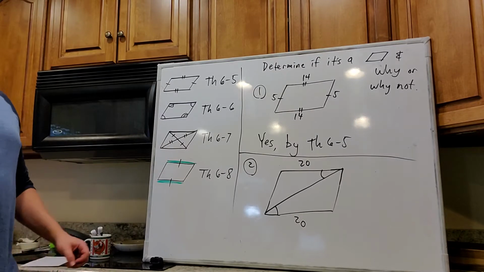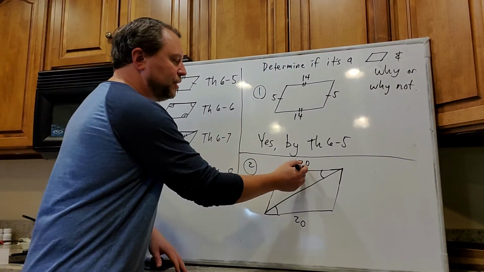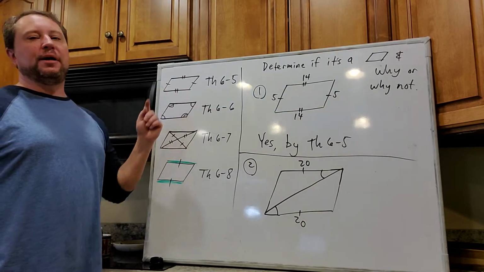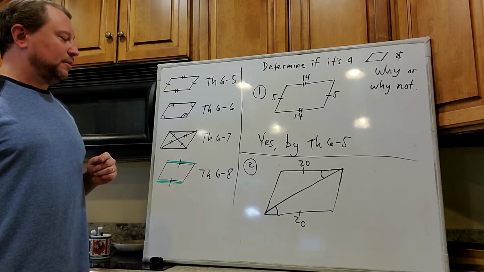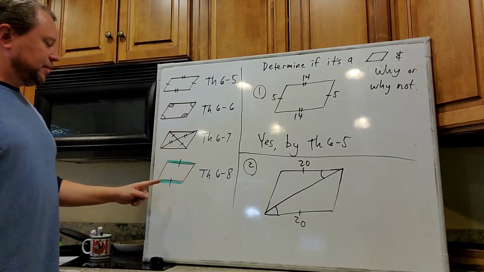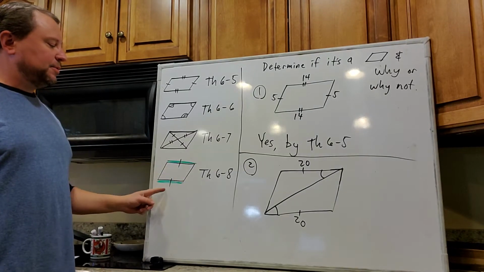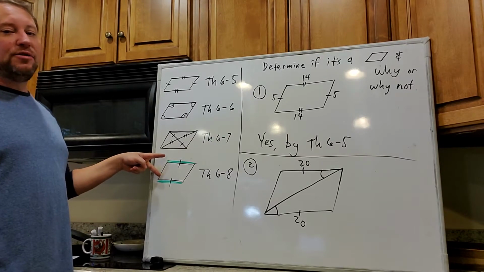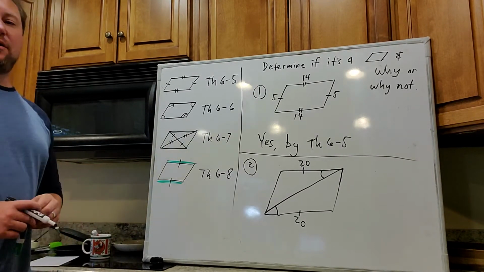All right, so on this one, I do have one pair of opposite sides congruent. I see that, 20 and 20. But for theorem 6.5, both pairs of opposite sides have to match. So it's not theorem 6.5. As I look down my list, this one down here, theorem 6.8, does have 2 opposite sides congruent, but I also have to be able to show that those same sides are parallel. Well, if you look at our problem, believe it or not, we can do that.